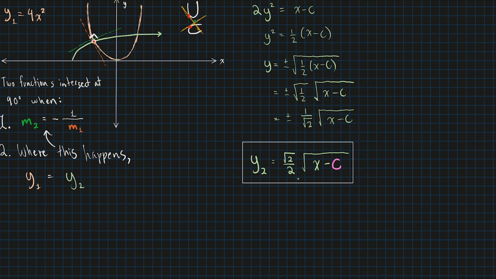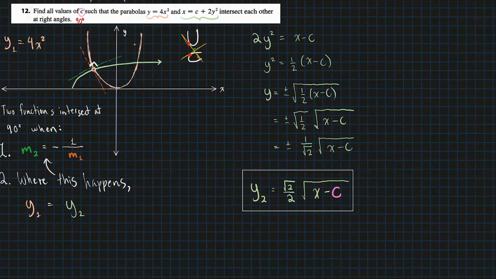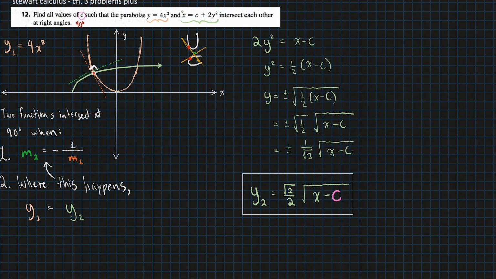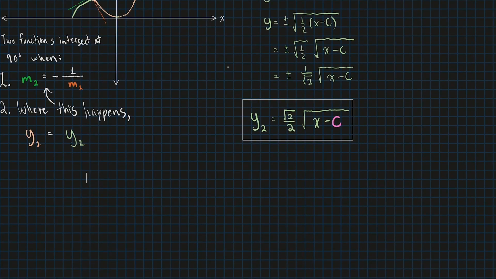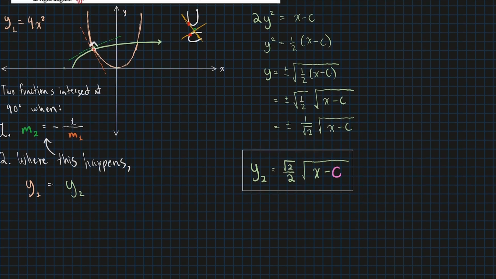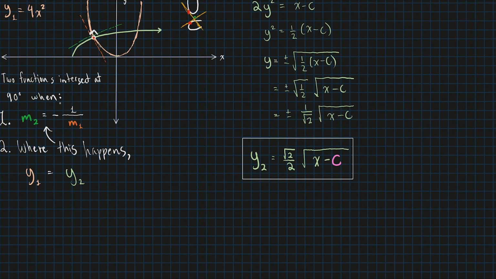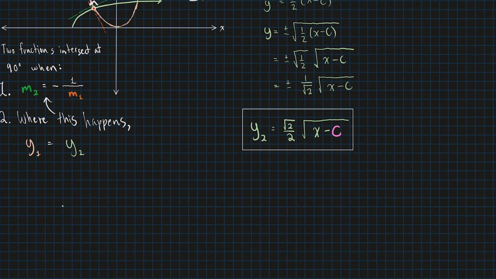And that's why it was helpful to turn our green parabola into sort of a half parabola instead of dealing with this right here. Because then we would have had to use a technique called implicit differentiation, and that would have gotten messier. But now, all we have to do to create this equation is to take the derivative of y1, plug it in here, and then take the derivative of y2 and plug it in here. So let's do that.